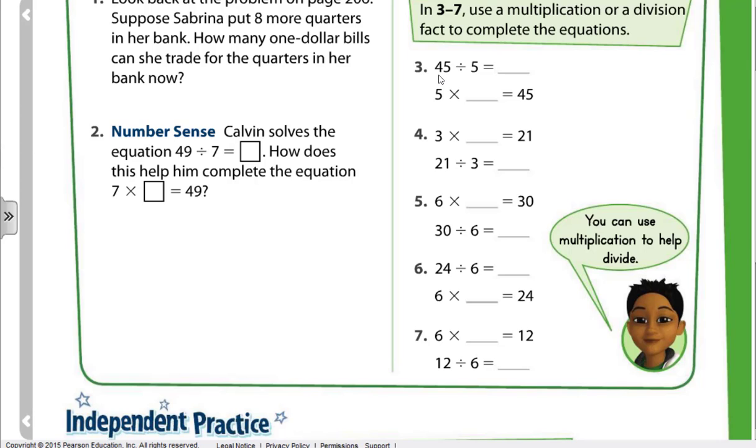In the first one here, in question number 3, 45 divided by 5, and we'll complete this one. 5 times what gives 45? Of course, these two are in the same family, and the same for question number 3. Number 4, 3 times what number gives 21? So 21 divided by 3 equals what?